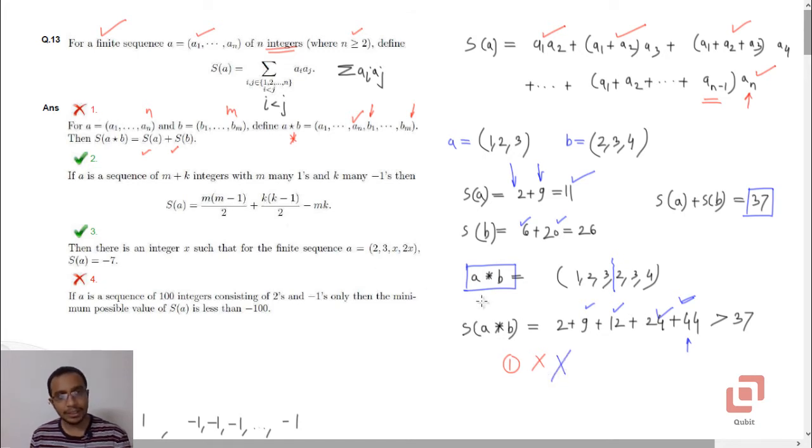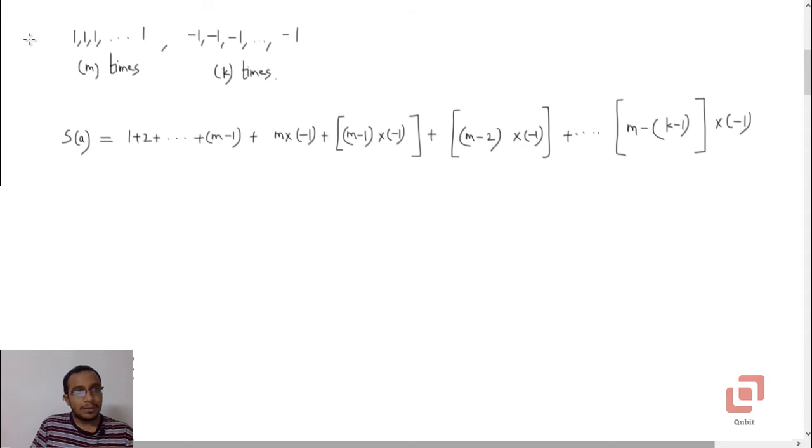Let us go to option 2. If A is a sequence of m plus k integers with m many ones and k many minus ones, then SA is given by m into m minus 1 upon 2 plus k into k minus 1 upon 2 minus mk. Let us first write down the sequence and then we'll see how to find the sum as given in the problem. Now our A this time will consist of m ones and then k minus ones.